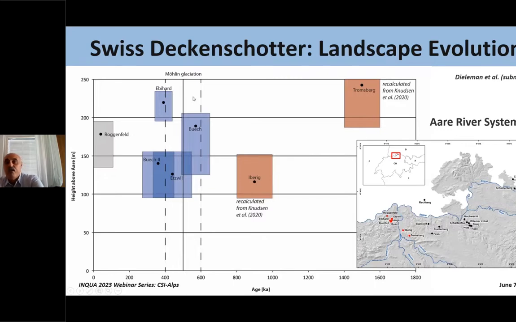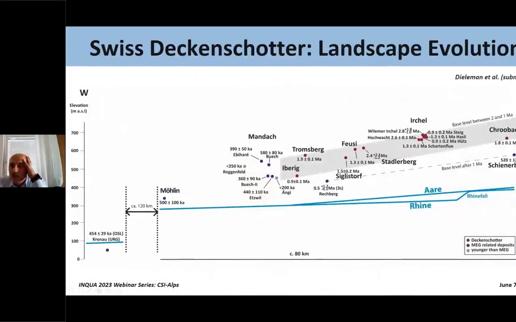And please do not forget, originally all these deposits are morphostratigraphically attributed to the Swiss Deckenschotter, the cover gravels, which are supposed to be older than 1 million years, even 2 million years. So now, after this, let's have a summary.